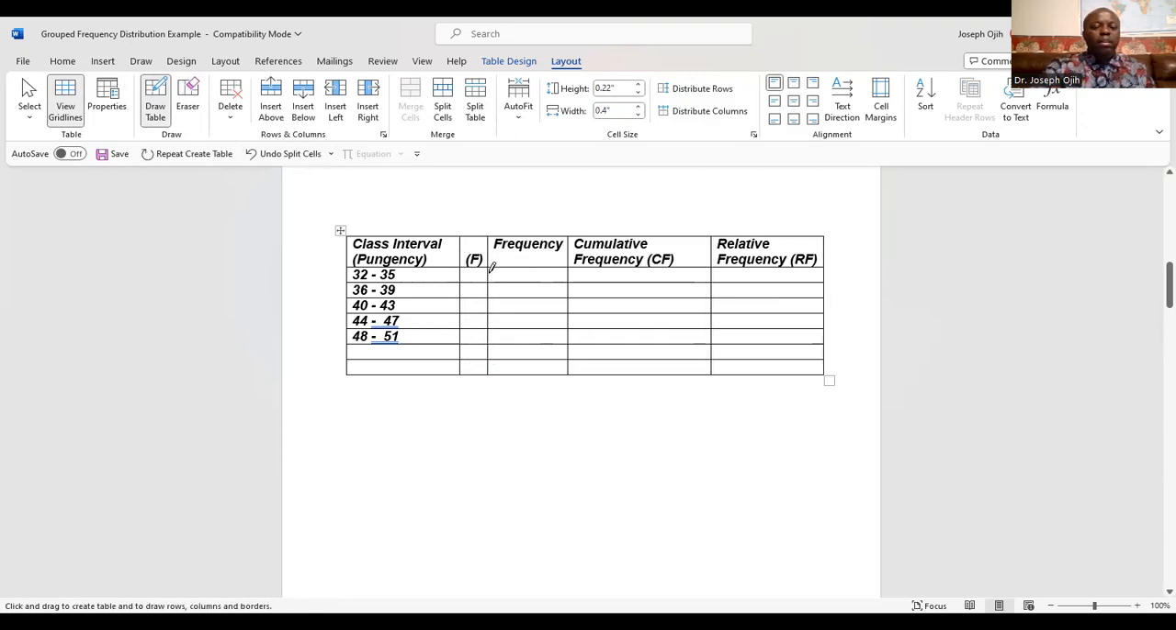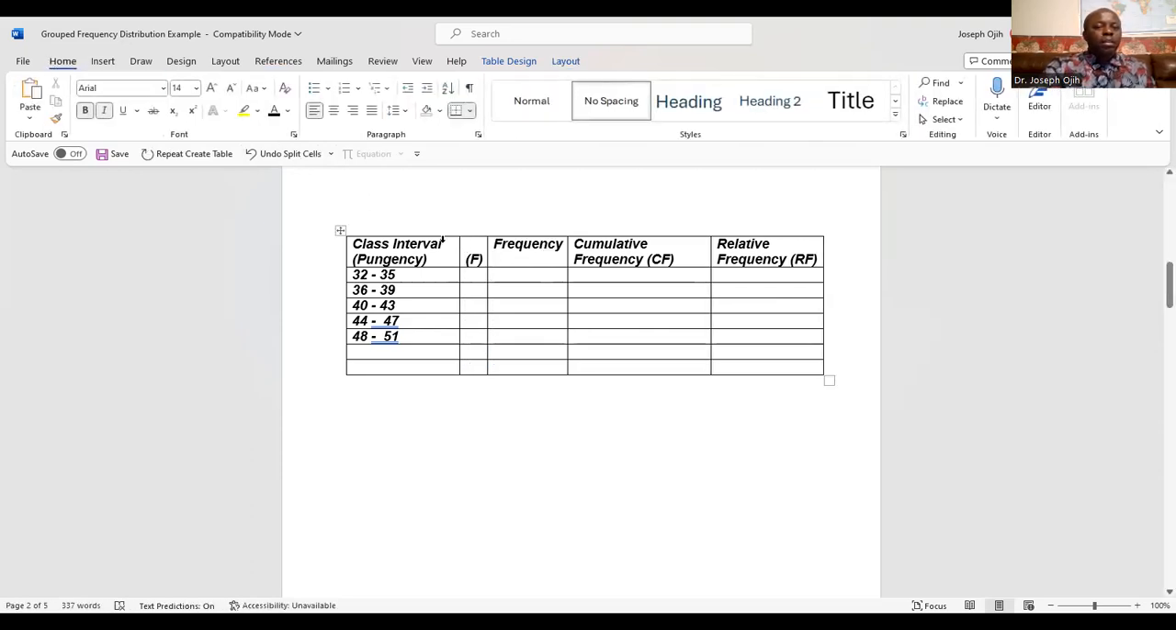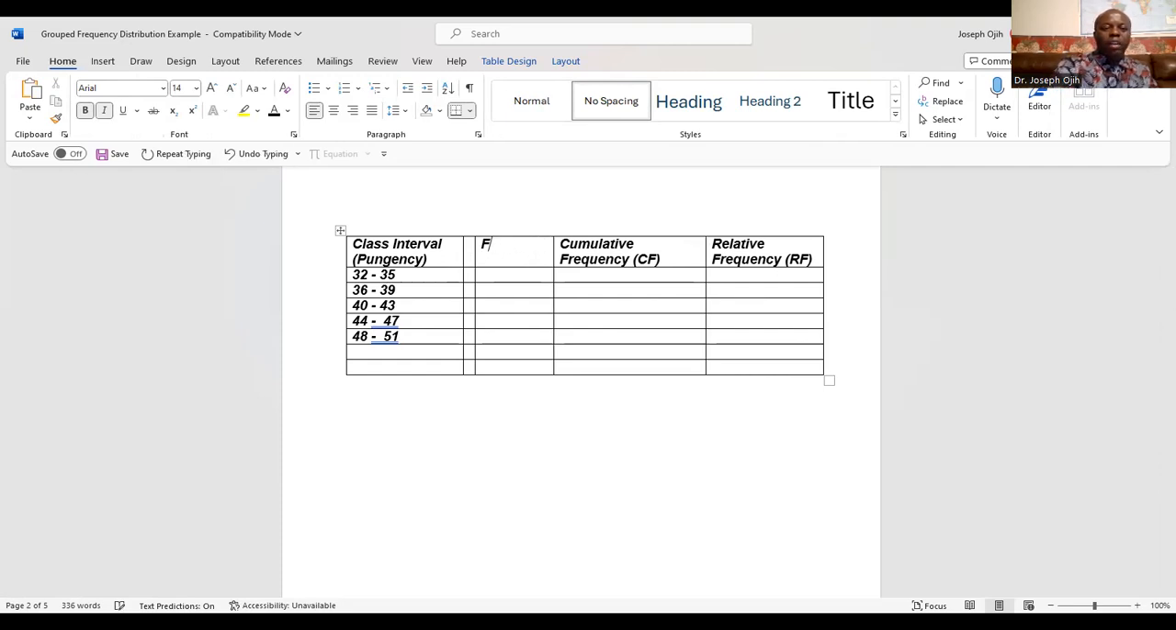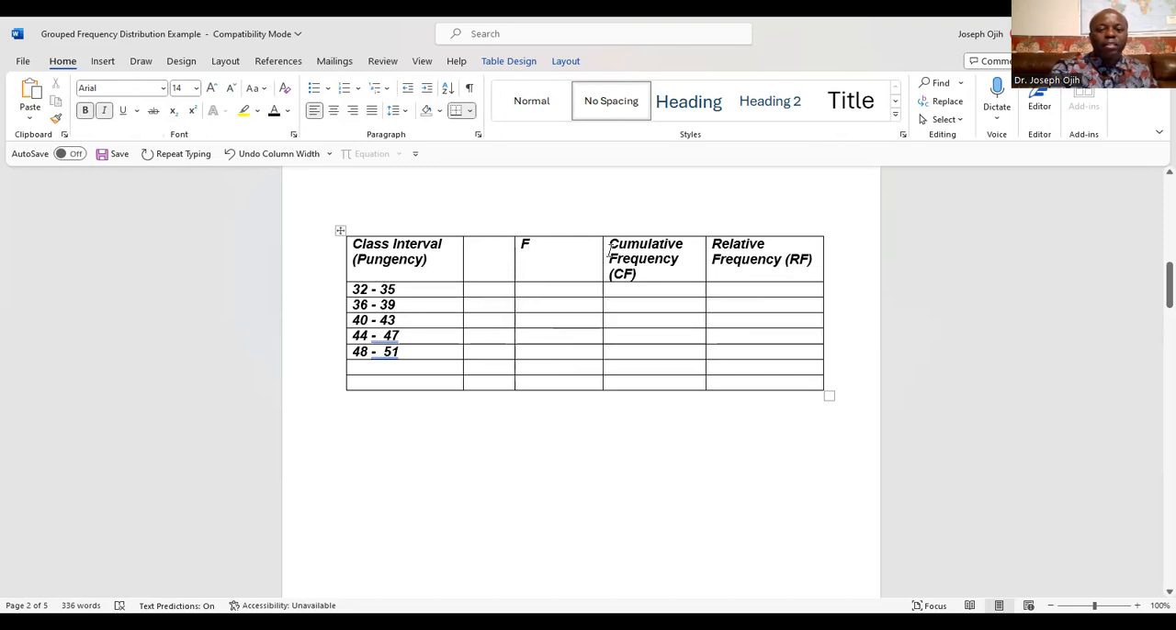Okay, got it. So that will help us in the counting. I'm going to change this frequency to F, so F would represent frequency. We have enough room for the tally. I'm going to shrink the cumulative frequency, the relative frequency, and the cumulative frequency even more, so we have room for our tally. Tally helps us to count, and F represents the frequency.